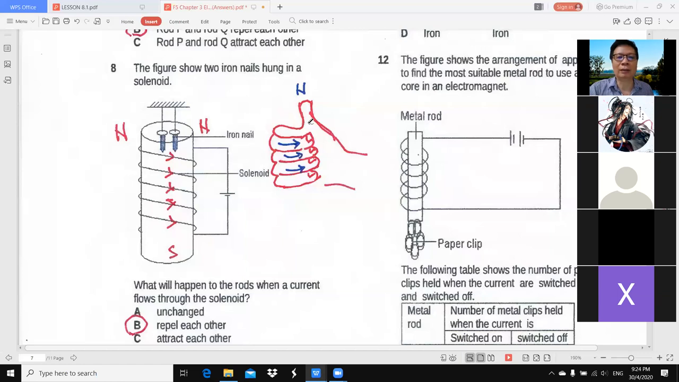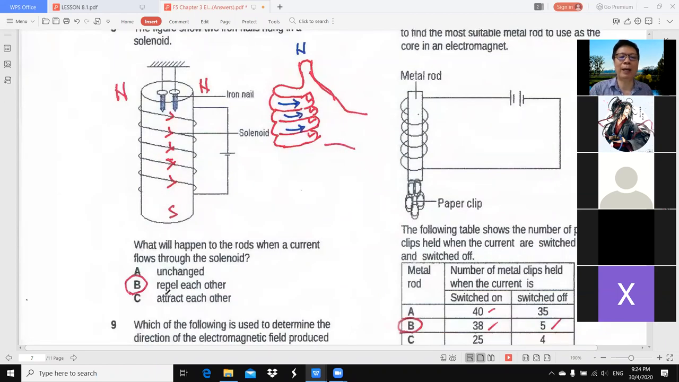Then this time you notice your thumb points up. Pointing up means north, so here is north. The whole thing here becomes north, so the north here becomes south. Then both iron nails also become north, because the whole side here is north. This one becomes north, and this one also becomes north. So north and north, the two iron nails will repel. So the answer is B, repel each other.